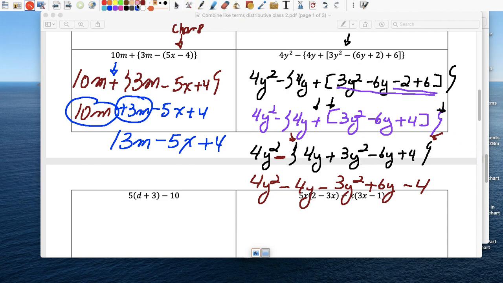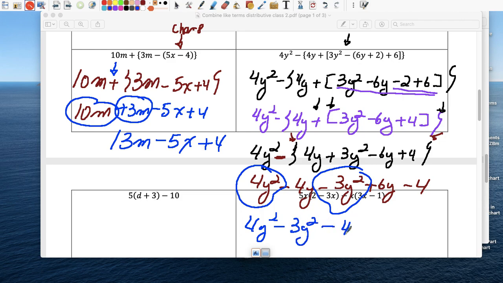Now for the last part, let's combine like terms. So this guy here is this guy. 4y squared, I'll write it next to each other, minus 3y squared. And then minus 4y plus 6y minus 4. So let's combine what we can. These two combine just gives me y squared, or 1y squared. Negative 4y plus 6y is positive 2y minus 4. That's my final answer.